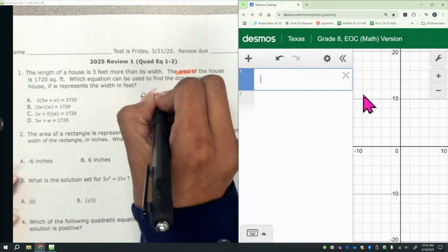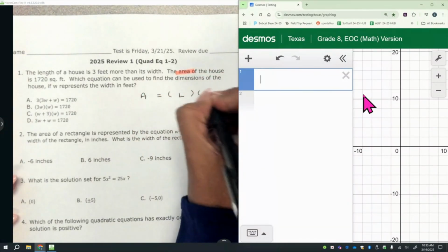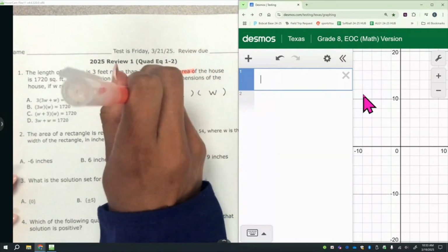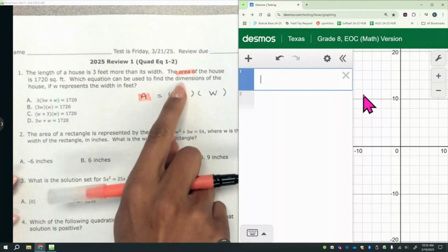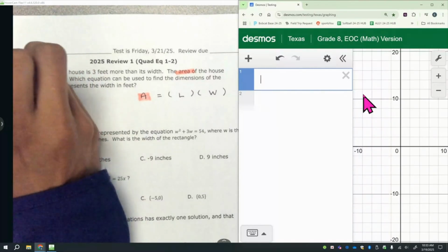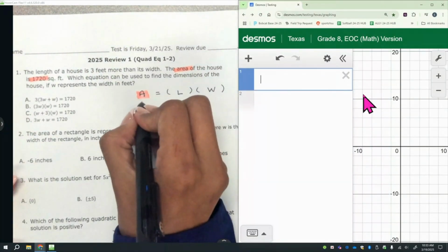area equals length times width. So this is the formula or equation that I need to fill. So what is my area? Start with that. The area of the house is 1,720 square feet. So that goes here.